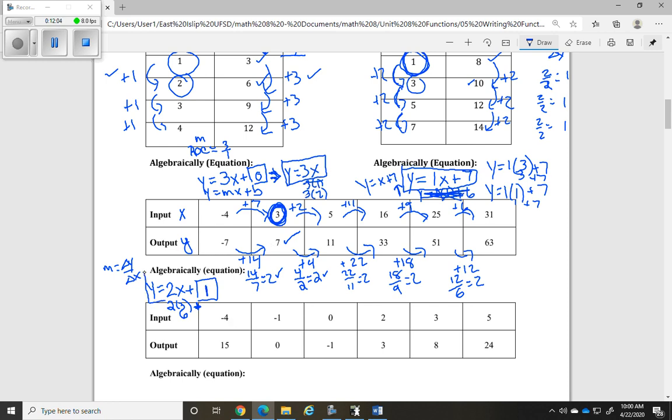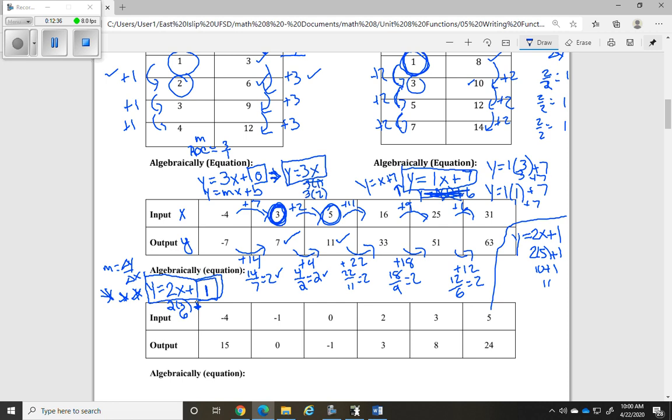So this should be the right answer, but I'm going to test it with another value of x. I'm coming over here because I'm running out of room. So I think the equation is y equals 2x plus 1. I'll test it with an x value of 5 and make sure it works. 2 times 5 plus 1, 10 plus 1 is 11. It did work. So I'm satisfied that this is my answer.